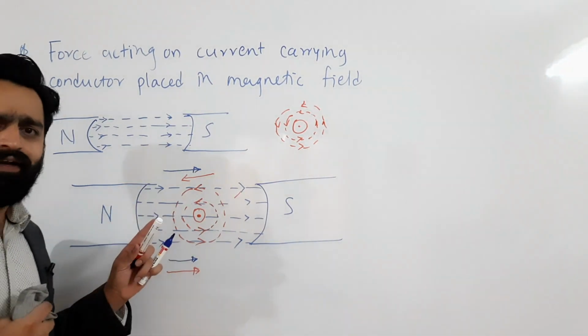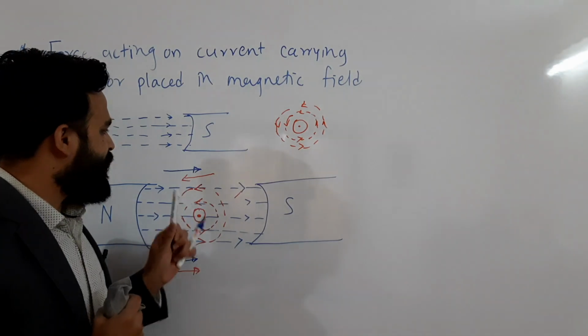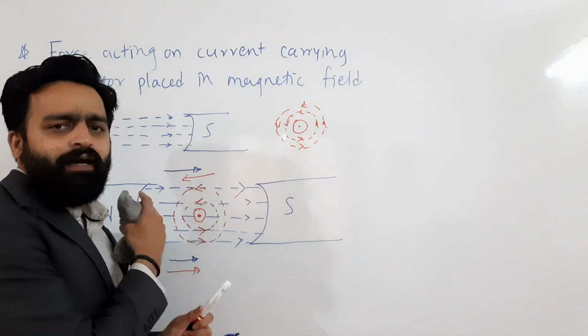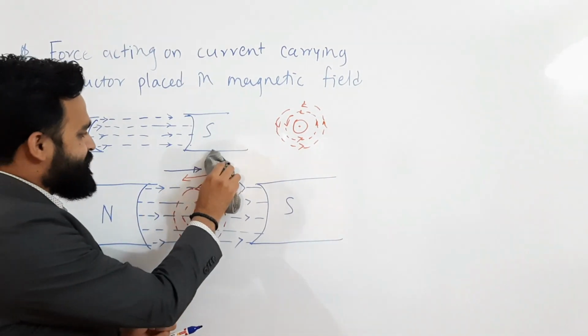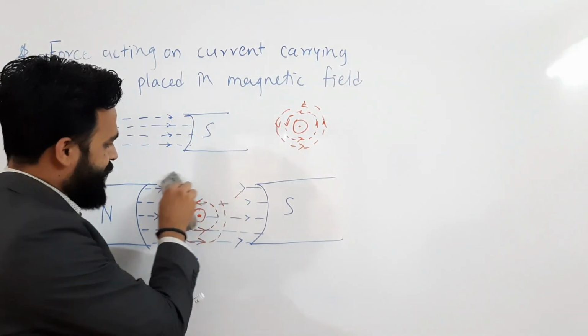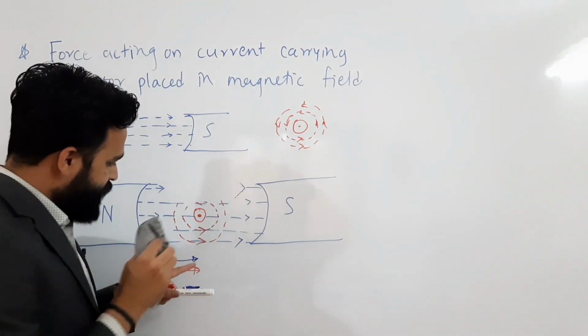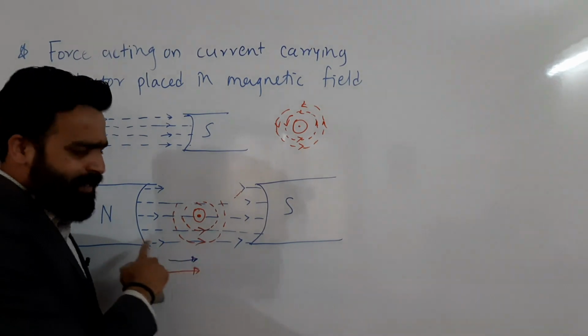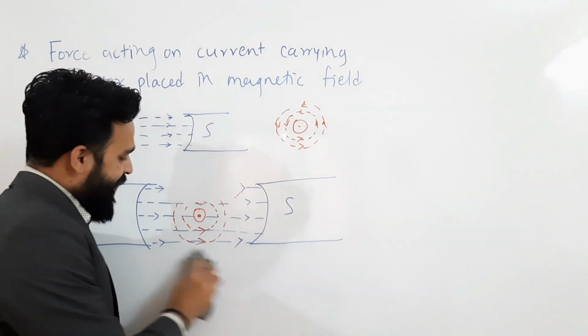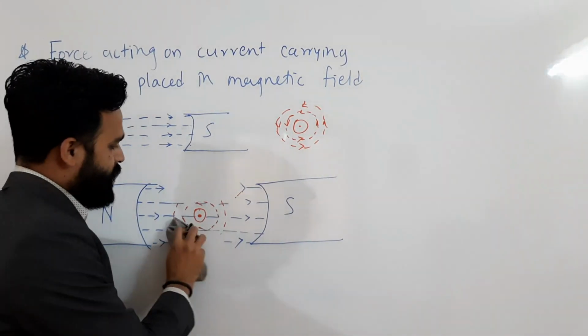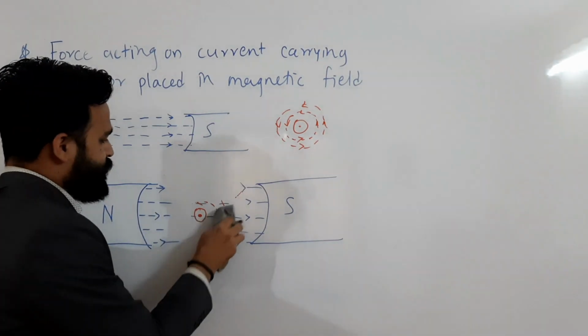I hope you understood this. In the upward section, there are two magnetic fields moving in opposite directions, so there will be flux cancellation. And in the downward section, both of the magnetic fields are flowing in the same direction, and hence there will be flux addition.